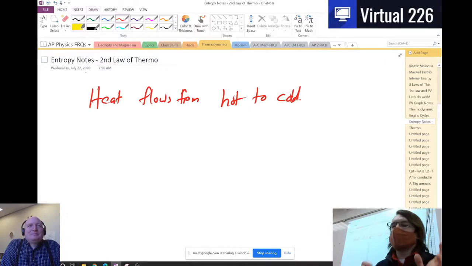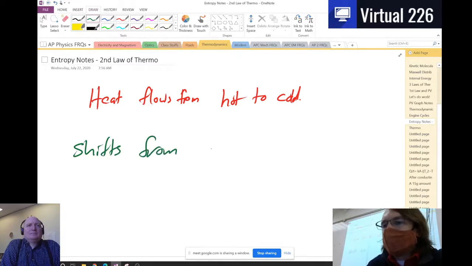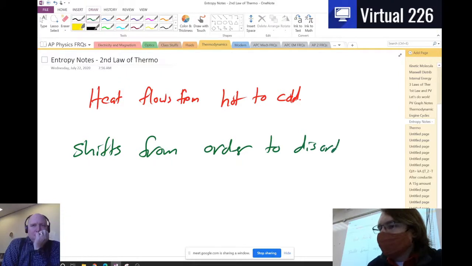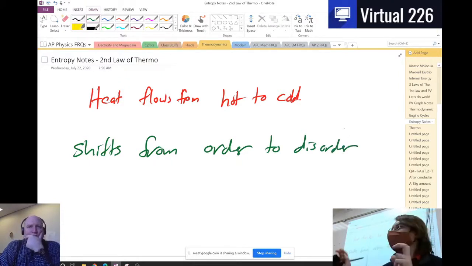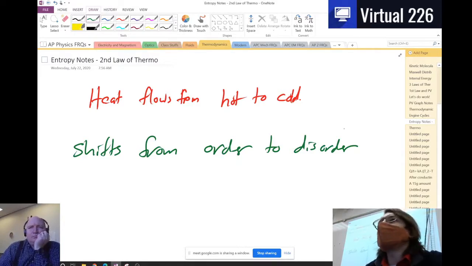So heat flows from hots to colds until that temperature is normalized throughout them. Now, because of this natural process, it shifts things from order to disorder. And this is where that idea of chaos comes. What we mean by this is, think about a block of ice. A block of ice has a nice lattice structure. It's a solid. It's well organized.